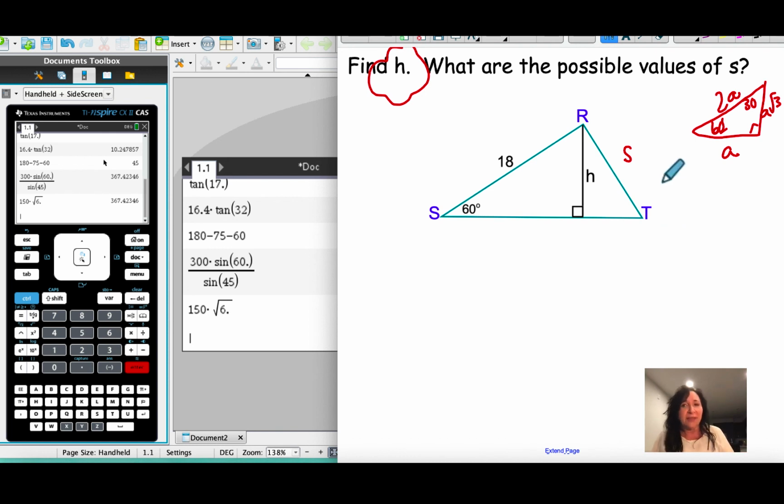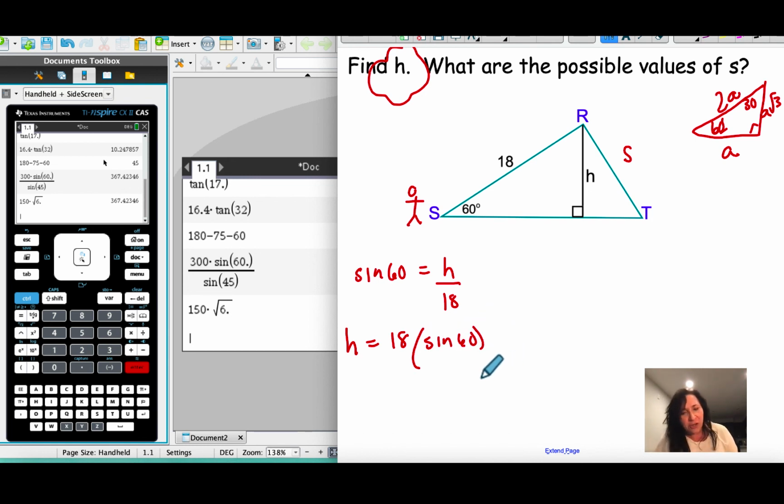But if you forgot that, you definitely can still put yourself here, right? And go opposite over hypotenuse, meaning sine of 60 is equal to the height divided by 18. Cross multiply, the height is equal to 18 times sine of 60. Now, yes, we can do an approximate value of that.